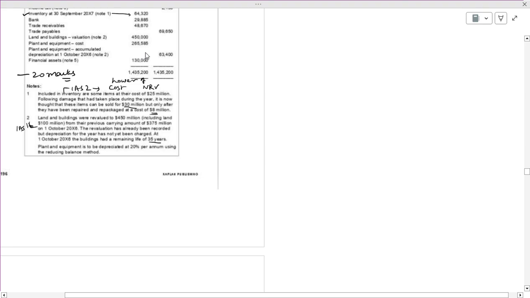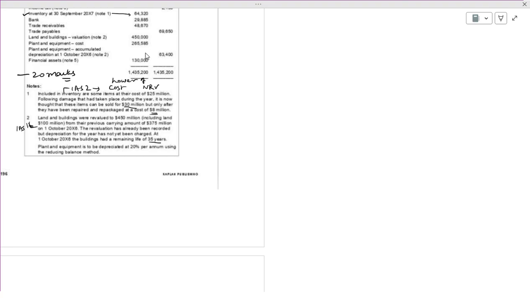Next, land and buildings. Okay, how much is the land? Total value is how much? 450 million. Now in 450 million, what do they say? Including 100 million from the previous carrying amount. Previous carrying amount is 375 million. On 1st October the revaluation has already been recorded, but depreciation has not been done. On the land, no depreciation. On the buildings, there will be depreciation.